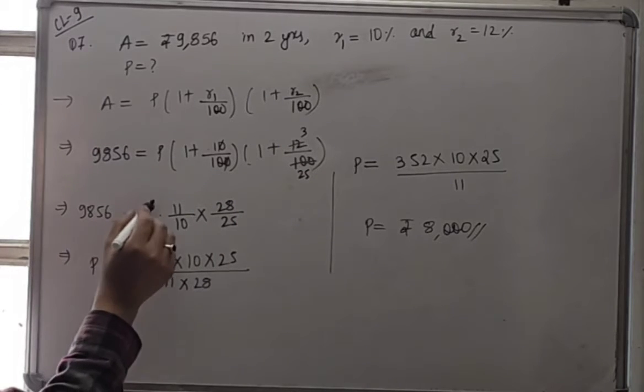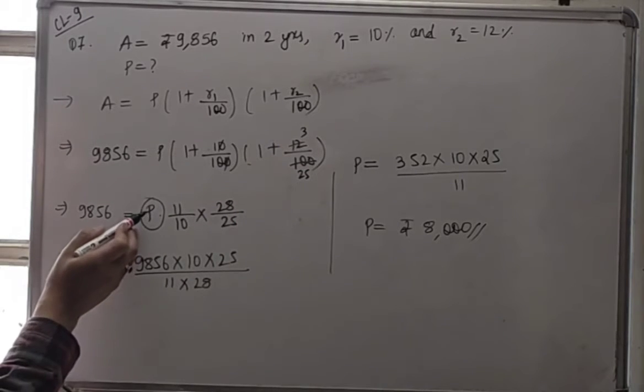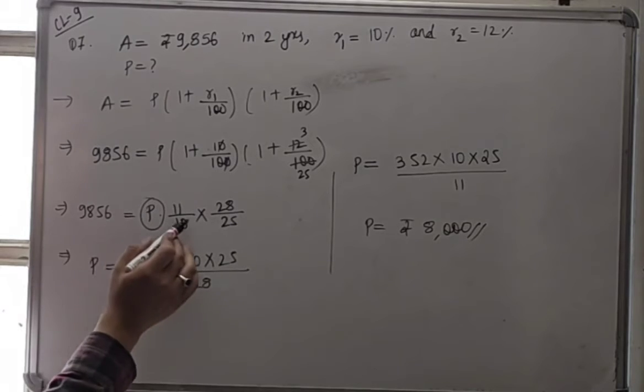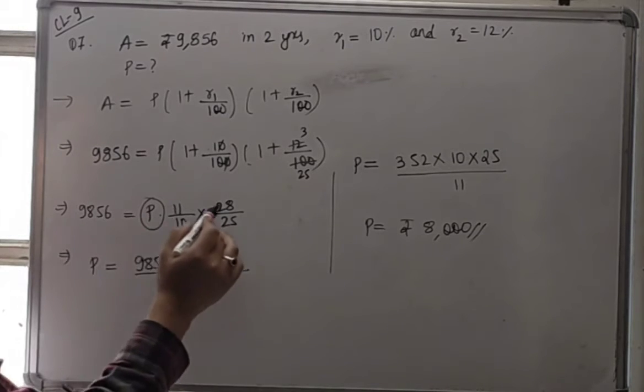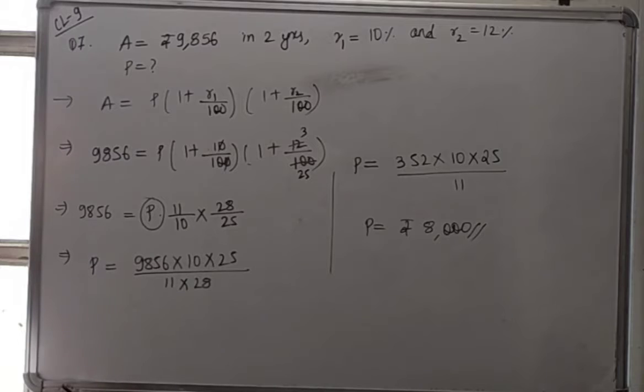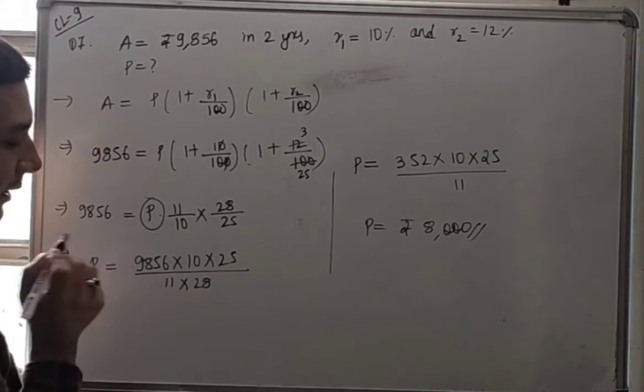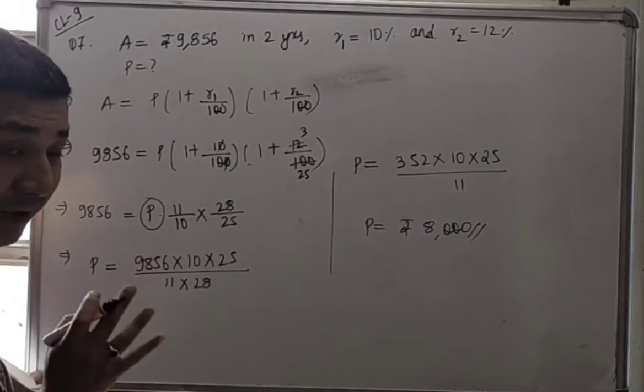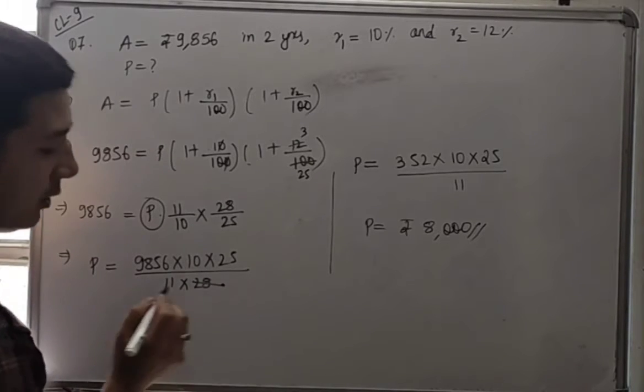Now from here, what is the value of P? The value of P will be this into the denominator divided by the numerator, which is this. Here I can cancel 28 and 9856. I'm doing it directly, boys. You can do it in your own way.